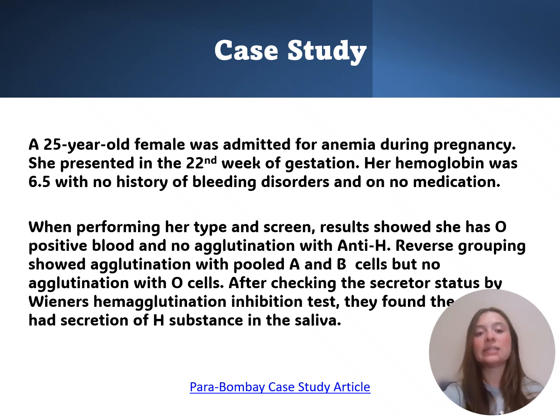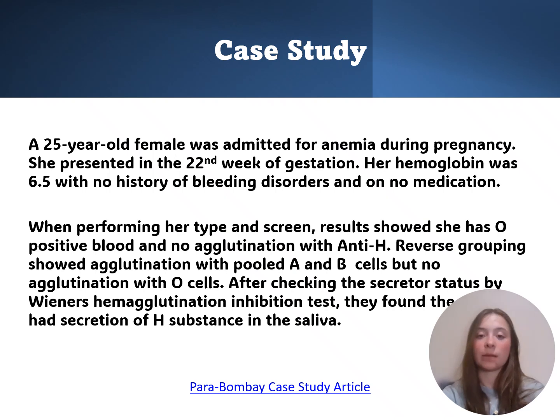This is a 25-year-old female, and she was admitted for anemia during pregnancy. She presented in the 22nd week of gestation. Her hemoglobin was 6.5 with no history of bleeding disorders, and she's on no medication.